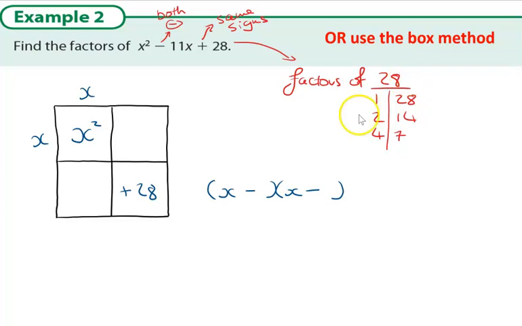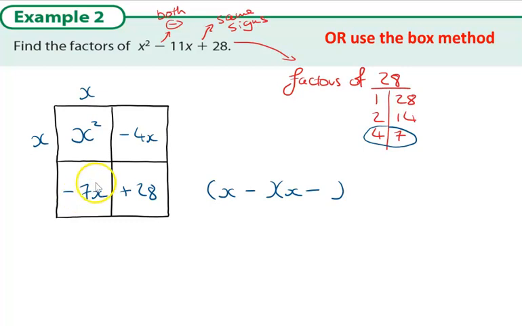So I need to choose one of the factor pairs with both numbers being minus that I end up getting minus 11x. So I'm going to go with 4 and 7. So minus 4x minus 7x, or vice versa. It doesn't matter what way you arrange them. So minus 4x minus 7x gives me minus 11x.